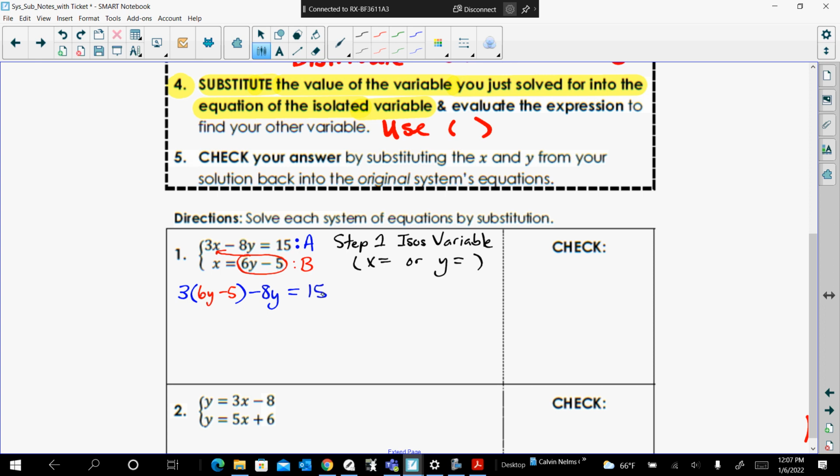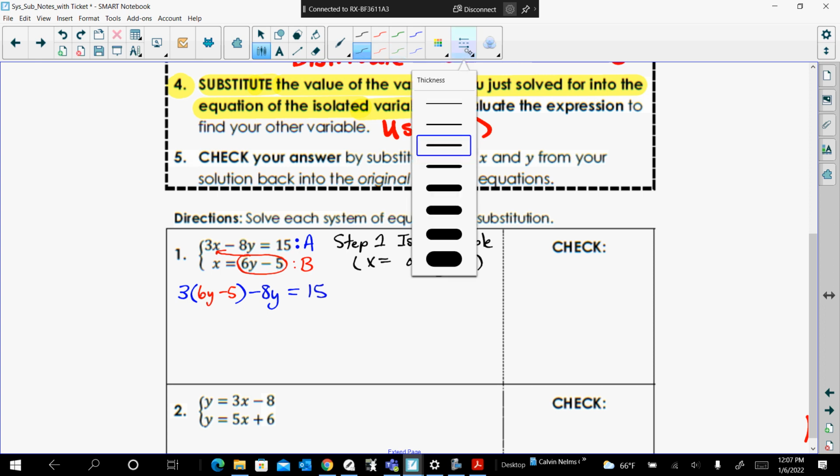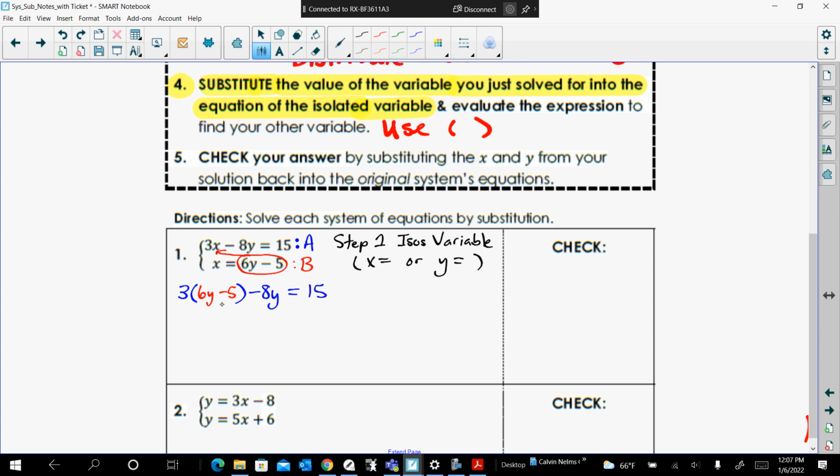Now we're going to solve it. What will we need to do first to solve this equation? Distribute, because I have parentheses. So I'm distributing the 3 times the 6y, which is 18y, minus 3 times the 5, which is 15. Then I just rewrite everything else. Minus 8y equals 15. So now we're going to solve for the variable. What are we going to need to do first here? Because we have an 18y minus 15 minus 8y.